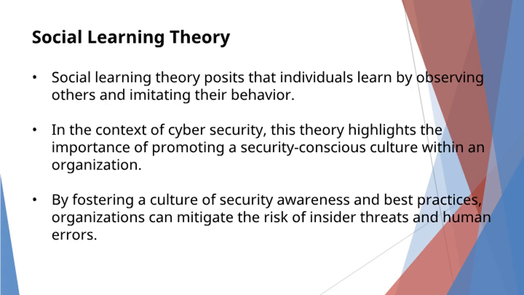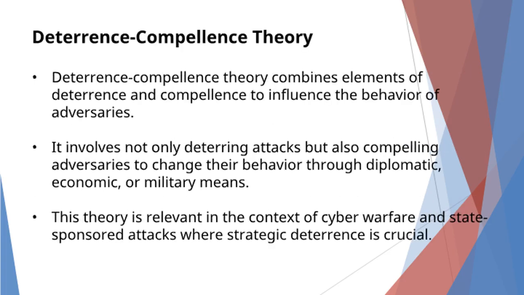errors. Deterrence compellence theory combines elements of deterrence and compellence to influence the behavior of adversaries. It involves not only deterring attacks but also compelling adversaries to change their behavior through diplomatic, economic, or military means. This theory is relevant in the context of cyber warfare and state-sponsored attacks where strategic deterrence is crucial.